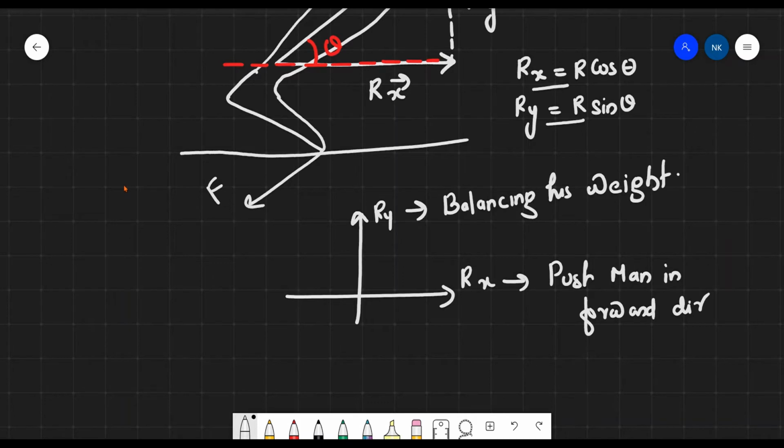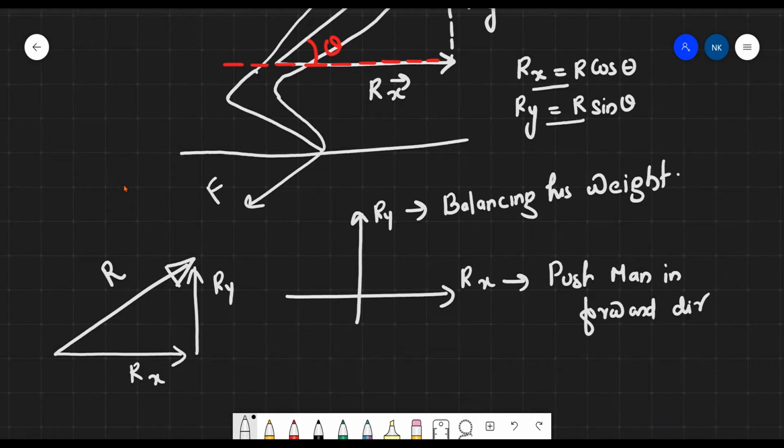All right, so what has happened is this person applied a force towards the earth and offered a reaction R. Now this reaction, since it is a vector, we can resolve it into two parts, Ry and Rx. Rx will try to move this person in the forward direction and Ry will balance his weight.